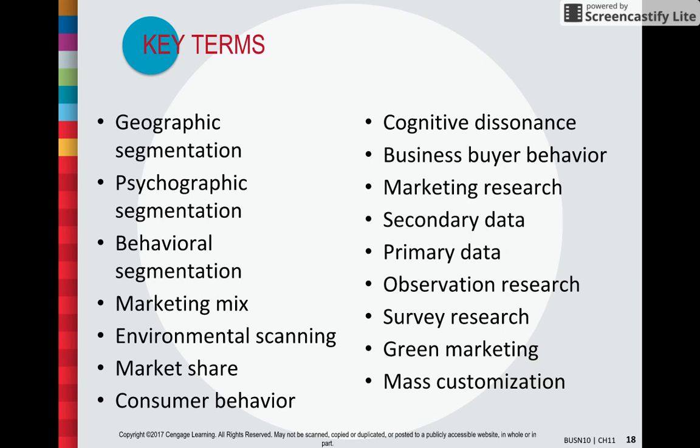The marketing mix, which a lot of you probably know from sports entertainment marketing or even Web 2.0. Environmental scanning, market share, consumer behavior, cognitive dissonance, business buyers, market research, secondary data, primary data, observation research, survey research, green marketing, and mass customization. So some of those you did not learn, but that's because we're trying to focus this down into just the marketing part.